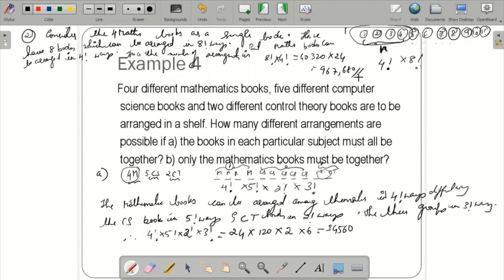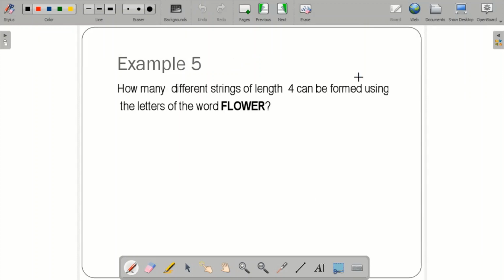So this is regarding the example 4. Example 5, if you remember, is regarding the number of permutations of the word flower of length 4 that can be formed. That means how many letters are there here? 1, 2, 3, 4, 5, 6. Out of these 6 you have to find the 4. So how many different strings of length 4 can be formed using the letters of the word flower? The meaning is nothing but the given word has 6 letters. All are distinct. The required is a distinct arrangement itself. In case it was repeated, then we had to use that formula. Now it is distinct, so we can just find the answer.